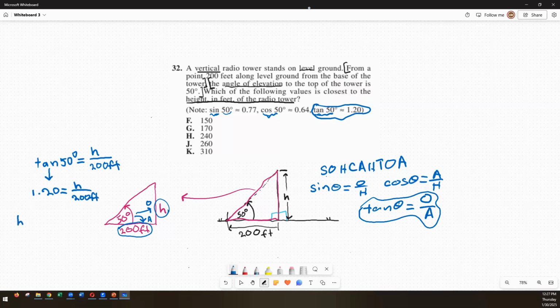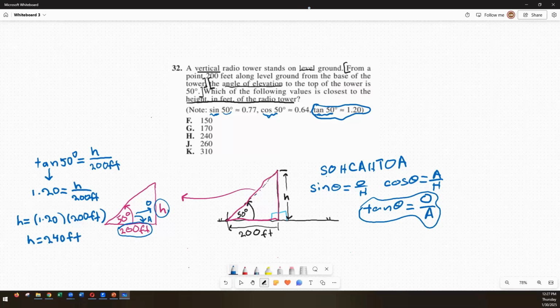So h equals 1.20 times 200 feet. And I'm going to use my calculator just to make it simpler. You can probably figure this out without a calculator if you had to, but if you are allowed to use just a simple calculator on the exam, that might make it a little bit quicker. So 200, enter, 1.2 times, that gives me h equals 240 feet.